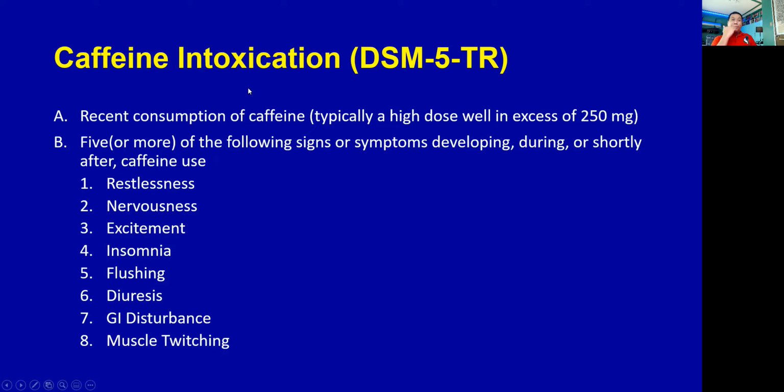Okay. There's no diagnosis in the DSM na caffeine use disorder. Okay? Wala. Luckily. Walang caffeine use disorder. But there's caffeine intoxication and caffeine withdrawal with the following symptoms. But it defines a recent consumption of caffeine as a high dose in excess of 250 milligrams. Pero actually, di ba sabi niya 400? But that's in a day. Okay? Pero individuals could be intoxicated with just 250 by definition of the DSM.